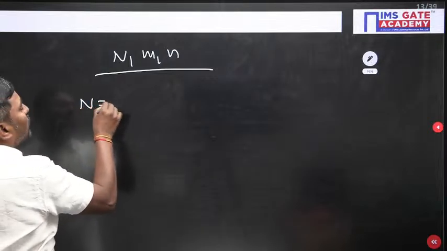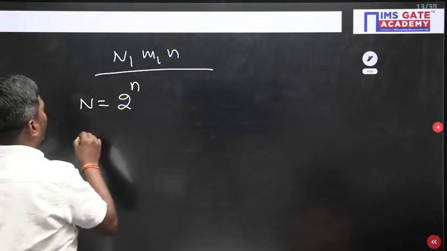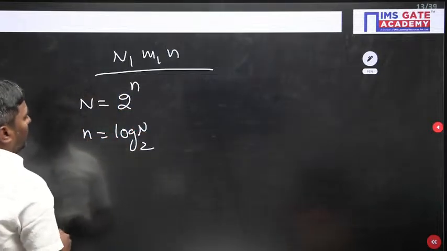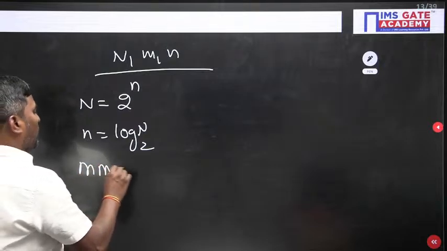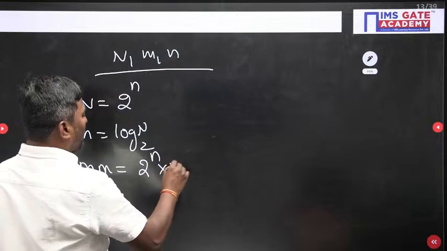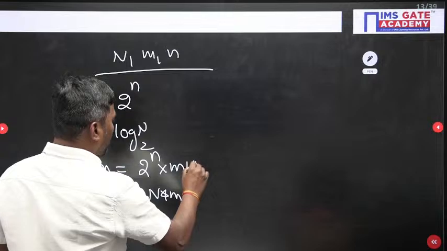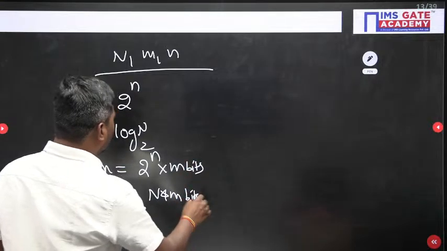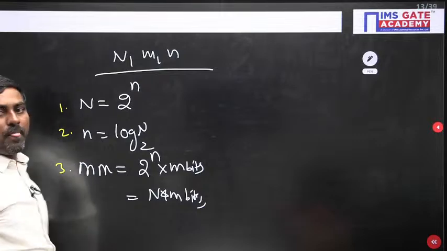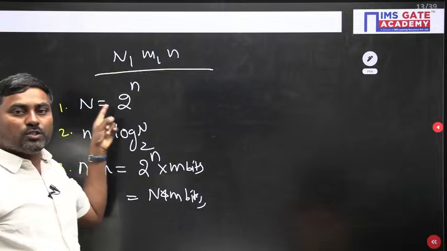Capital N indicates the total number of words, so N is 2 power of small n. Small n equals log of the number of words or bytes. The main memory size can be measured as 2 power n times m bits, or N times m bits. We can express it in bits or bytes. These are the important relations to observe. I hope all of you know this one. The number of words is a power of the address bits.